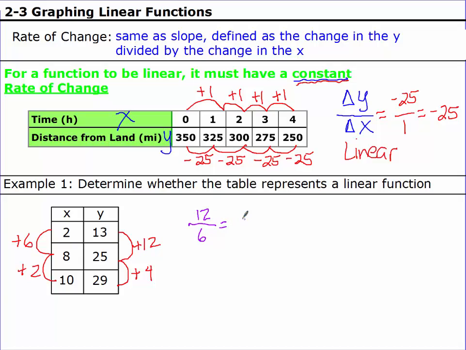12 over 6 is 2. Do the same thing with the second part. So change in y was 4, change in x was 2. 4 over 2 is also 2. So that tells me right there, since the two rates of change are the same, that this is, in fact, linear. Even though the table looked initially like it was going to be non-linear. So just make sure every time do the y over x and y over x in that order.